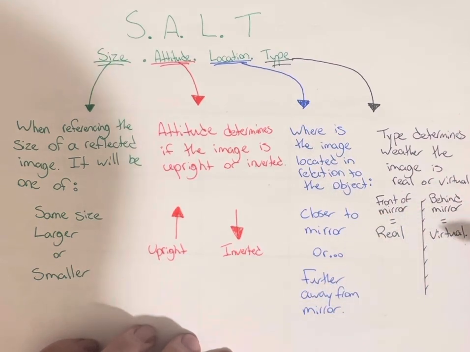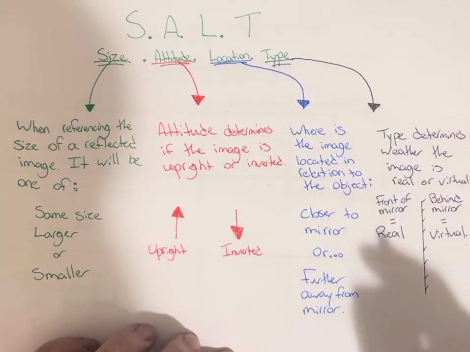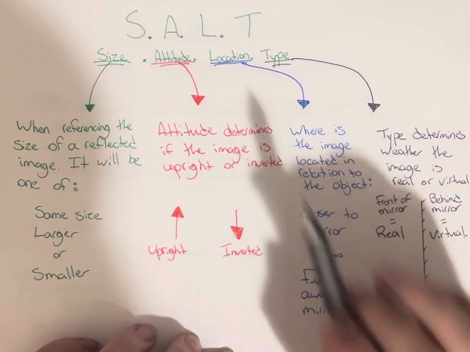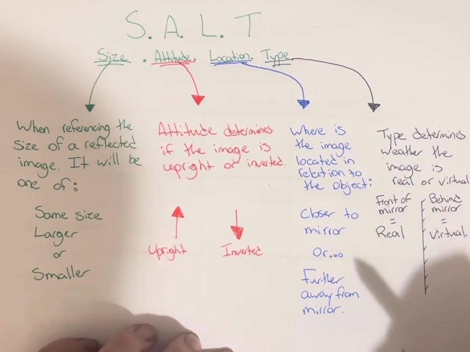And then here we can also add some additional information saying it was beyond C, or beyond the center of curvature, or it was between the center of curvature and the focal point, or it was between the focal point and the mirror. So we can add some additional information there for location, but really this is the bare minimum that you should be implying.